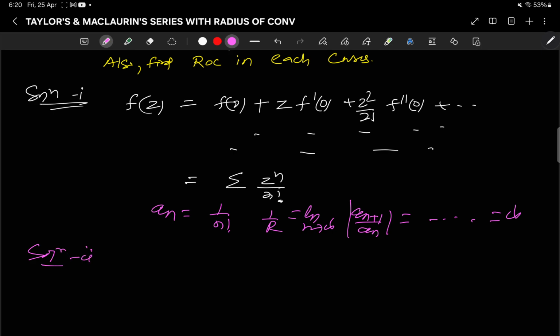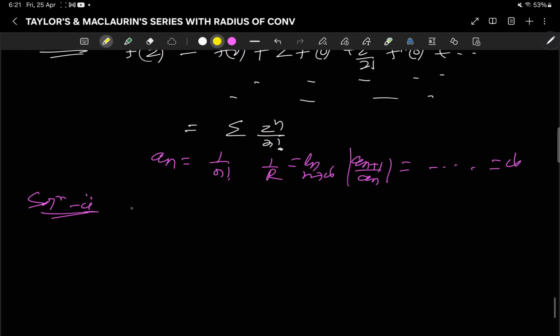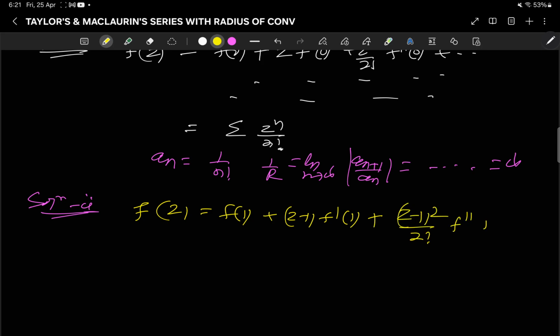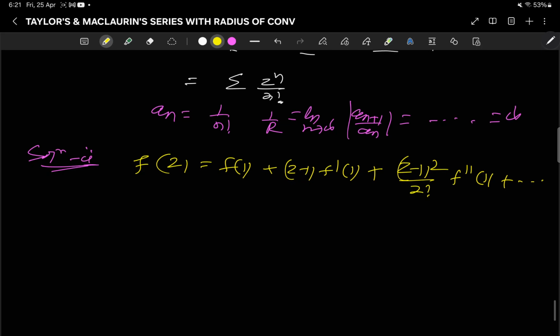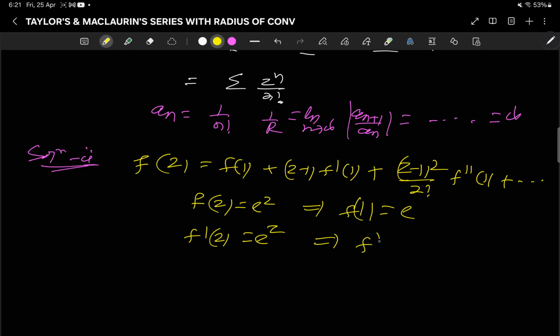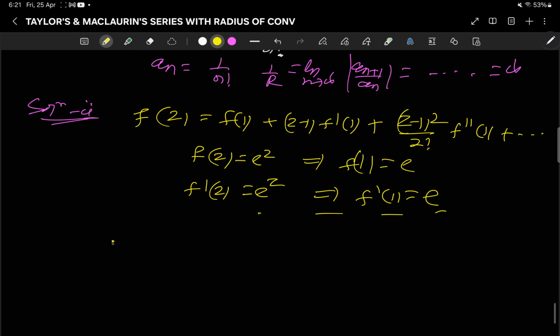solution 2. In solution 2, you are given that the center is at 1. Okay, so what is the Taylor series here? Here f z is equal to f of 1 plus z minus 1 f dash 1 plus z minus 1 square by factorial 2 f double dash 1 plus, and so on. And f z is e to the power z, so this implies f of 1 is e, f dash z is also e to the power z. You find f dash 1 is e, all are e. Okay, so what is here f z?